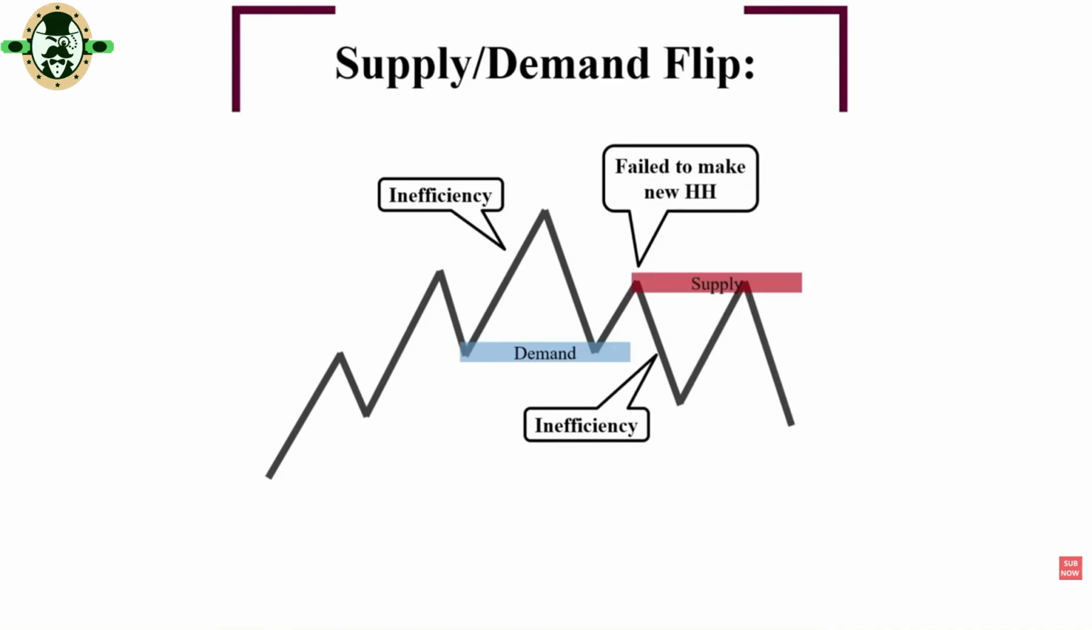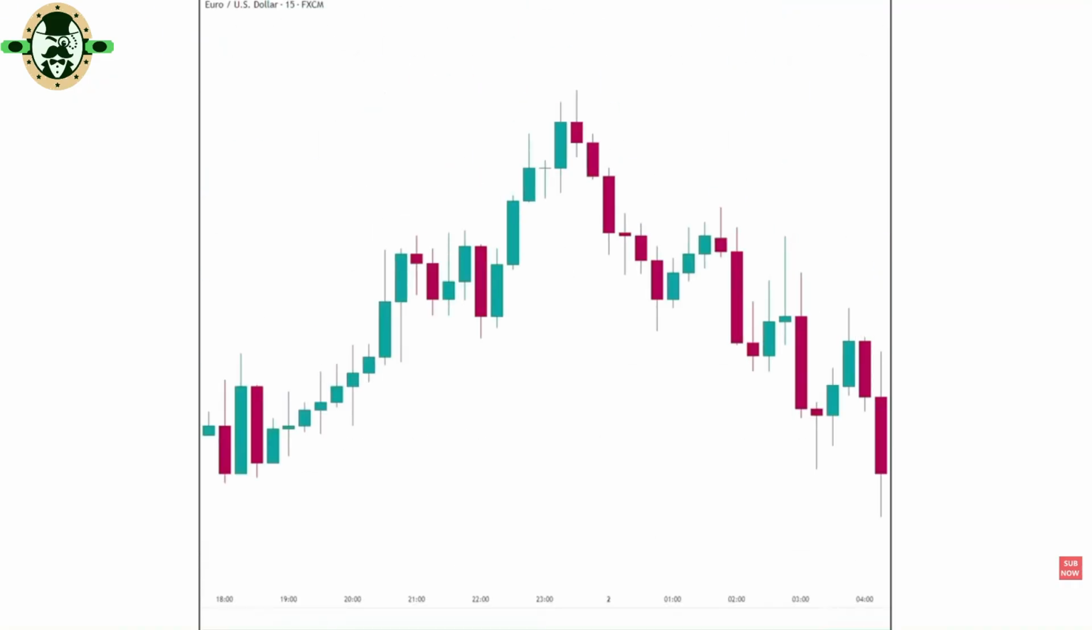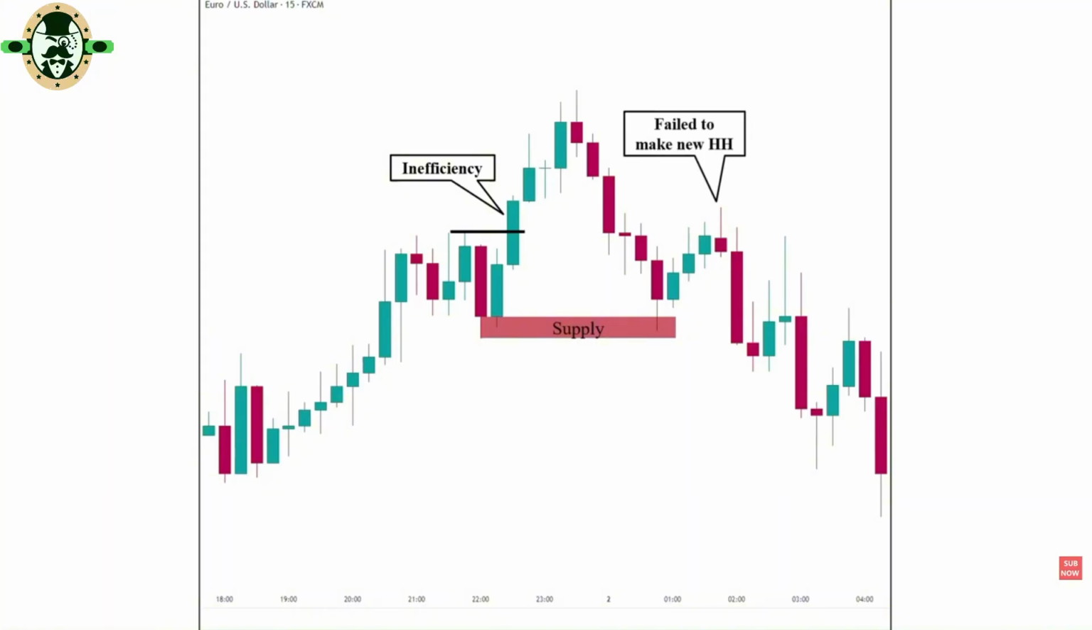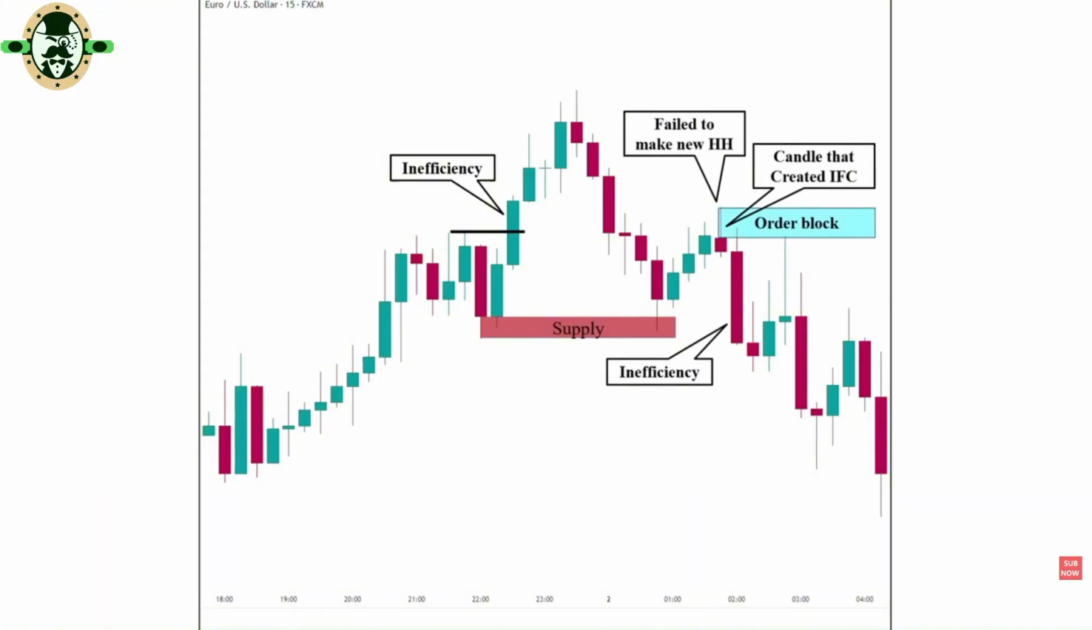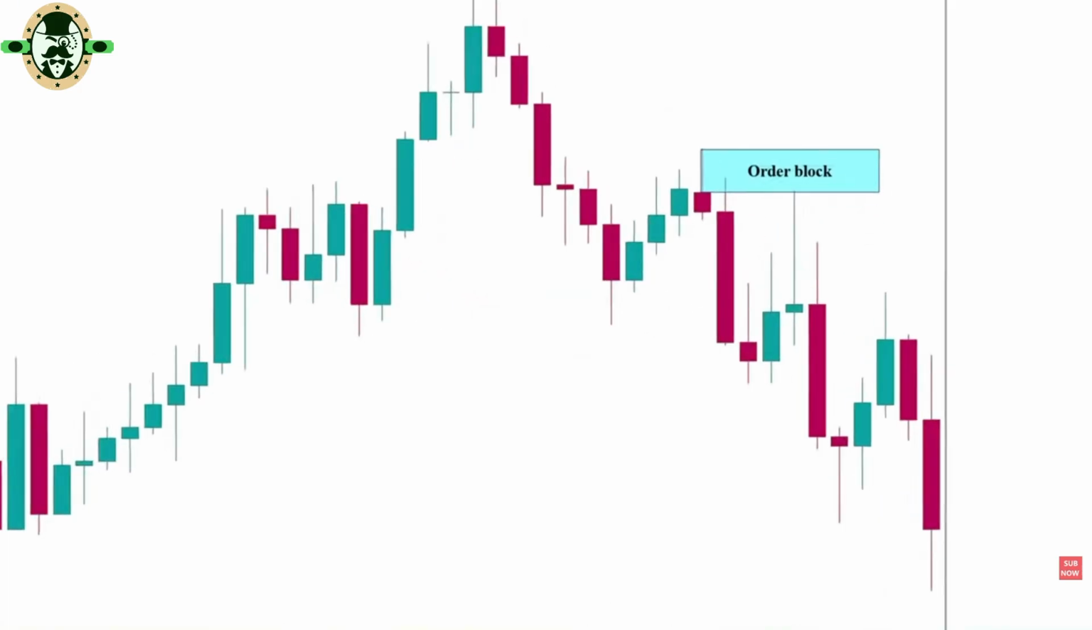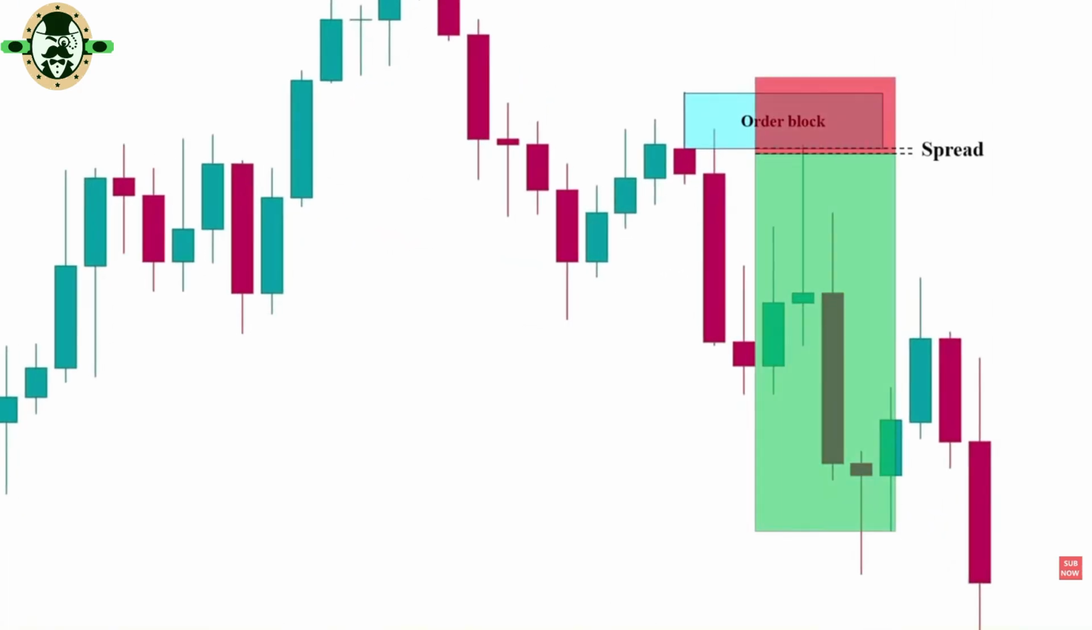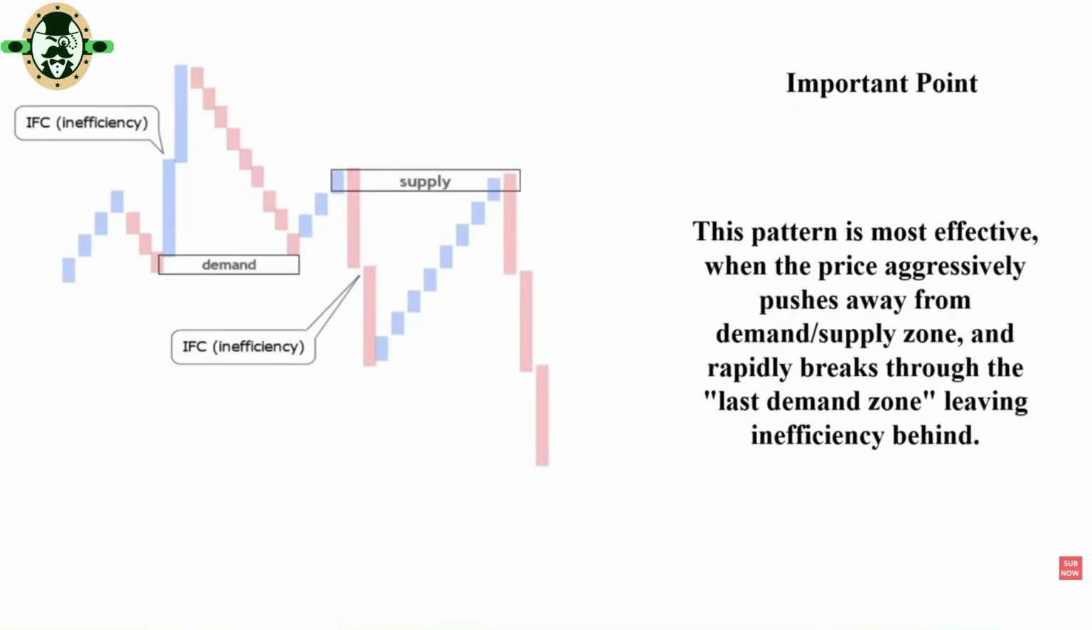The next entry is the change of character. This forms after price mitigates a higher time frame zone. It is traded only in the direction of the higher time frame bias. After mitigation, the short-term trend shifts direction with inefficiency, leaving behind a new order block. That is our confirmation to enter.